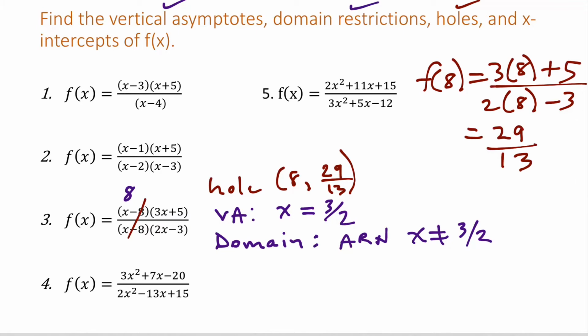Okay, so the last thing is the x-intercepts. So we look at the numerator for the x-intercepts. When x is equal to negative 5/3, the factor 3x plus 5 in the numerator would go to 0. So my x-intercept, I have one of them, would be the point x is equal to negative 5/3, y is equal to 0.